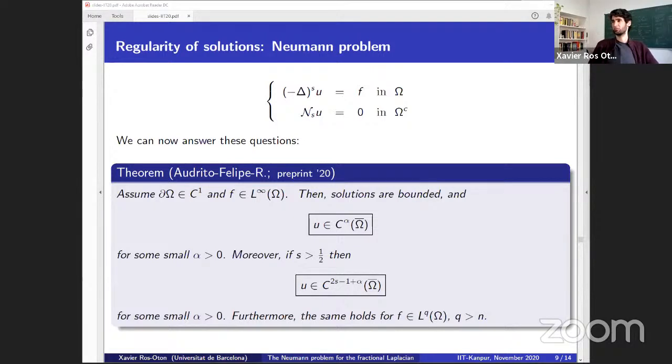Okay, so I have a question. So for the regional fractional Laplacian, do you have integration by parts? Yes, that's also a good question.